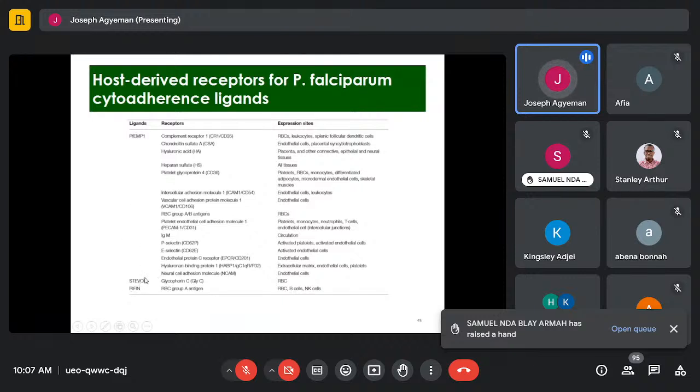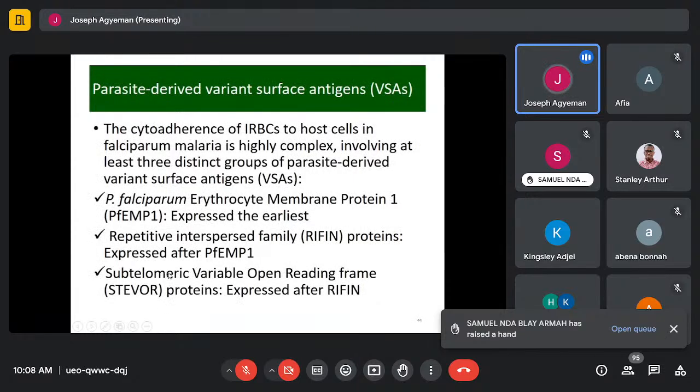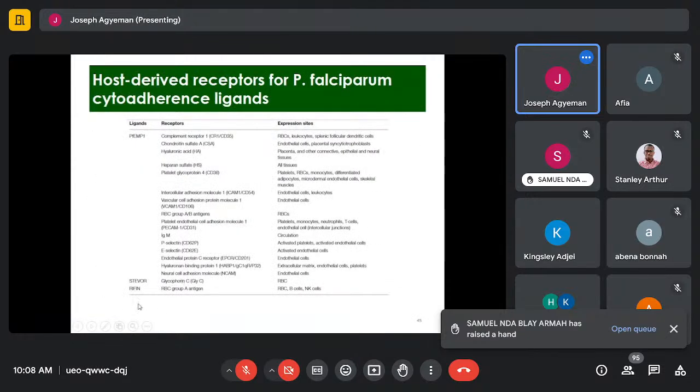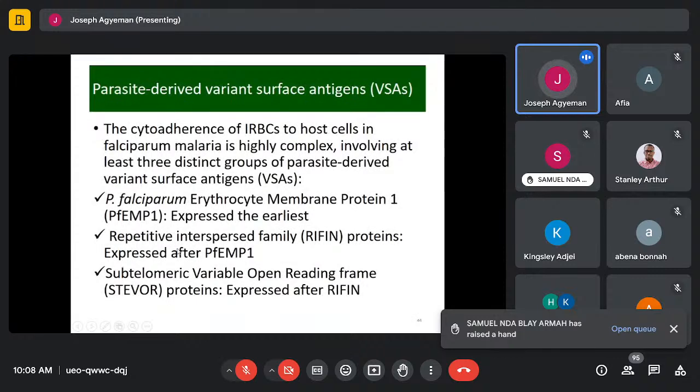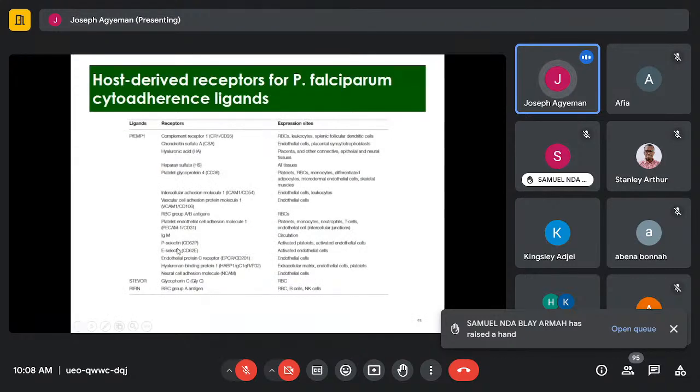So STEVOR stands for the third one. Then you have RIFIN for the second one. Then P. falciparum membrane proteins is here. So these are the receptors for each of them. So for example, you could have complement receptor 1 as the receptor for these receptors on, for example, red blood cells.